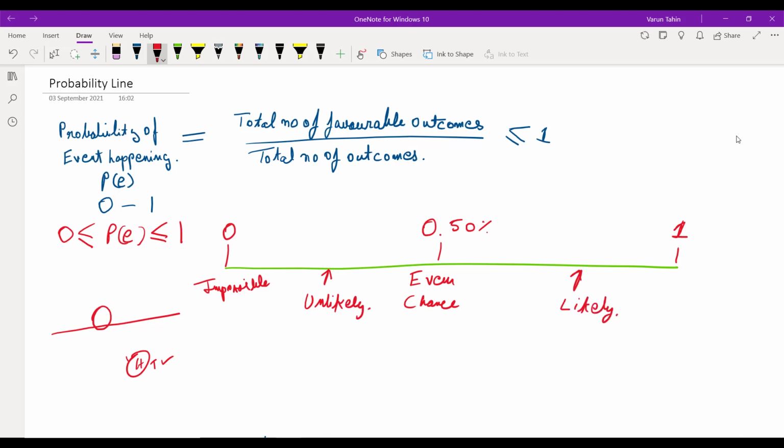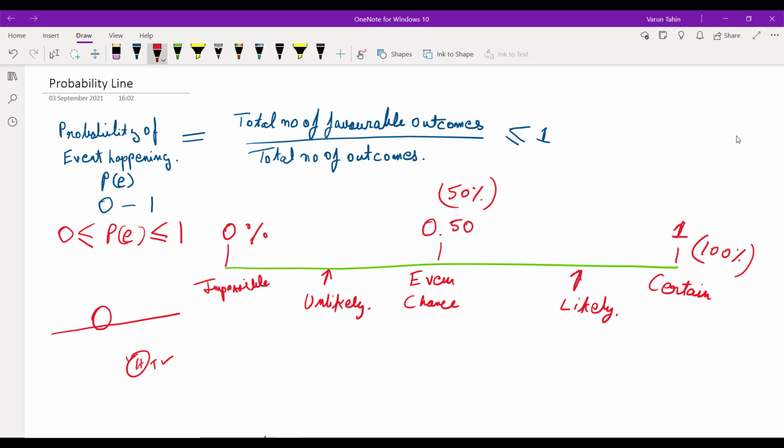By unlikely, I mean less than 50% and greater than 0. And by likely, I mean greater than 50% and less than 1. And probability equal to 1 will be a certain condition or 100% chance. So this will be 0% and this will be 50%.